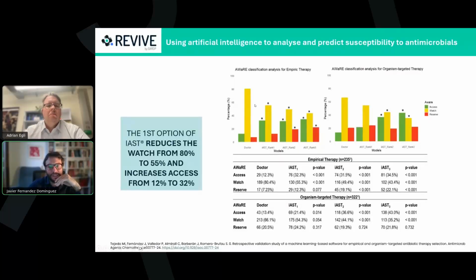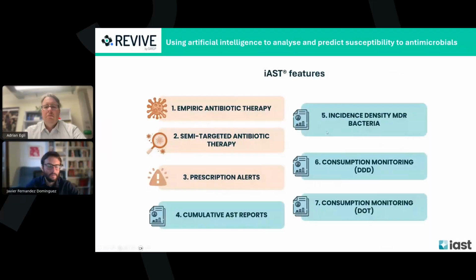On the left, you can see that most of the physicians in empirical therapy use Watch antibiotics, and our software is able to be accurate, but recommending antibiotics of lower spectrum. No? So I'm finishing. I have 2 more slides only.